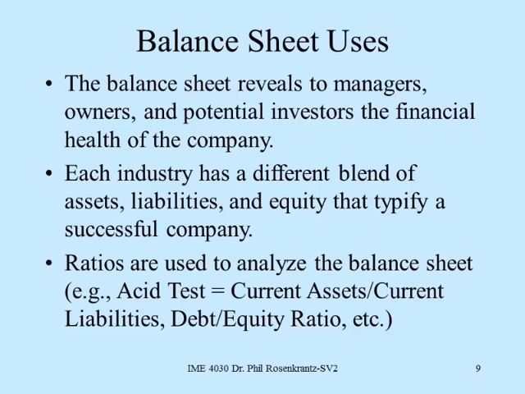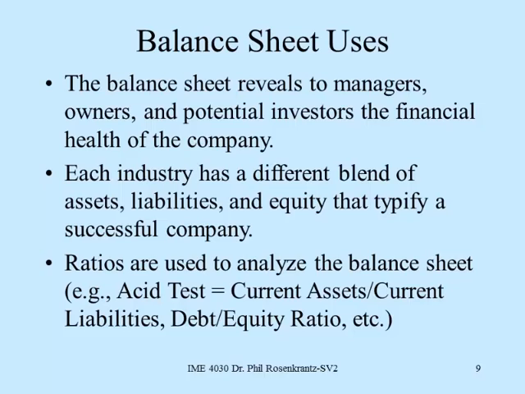So a railroad company would have a different balance sheet than a theme park would, or than a food processing company. And investors and analysts understand this, and they can look at a balance sheet and analyze it and get an idea of what the health of a company is. They use ratios to analyze the balance sheet. There are dozens of different ratios and different ways of analyzing that data.